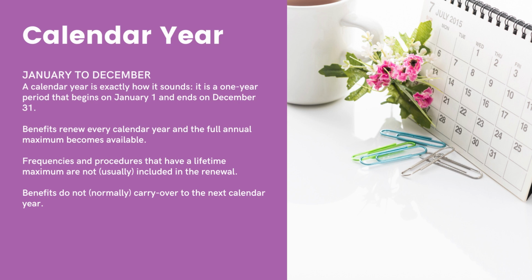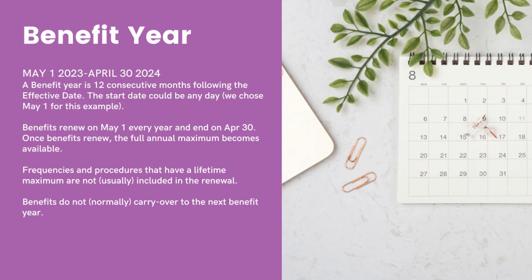In most circumstances, maximums do not carry forward to the next year. The term use it or lose it applies to most insurances. If the patient does not utilize their insurance or maximums by year end, they lose the option once the insurance resets. A benefit year is 12 consecutive months following the effective date.